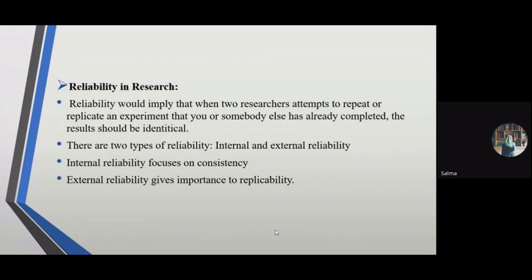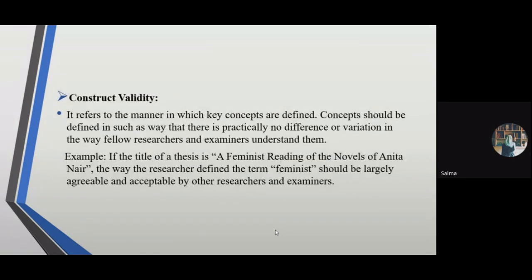Then the next slide would be, what is construct validity? It refers to the manner in which key concepts are defined. Concepts should be defined in such a way that there is practically no difference or variation in the way fellow researchers or examiners understand them. For example, if the title of the thesis is A Feminist Reading of the Novels of Anita Nair, the way the researcher defines the term feminist should be largely agreeable and acceptable to other researchers and examiners.